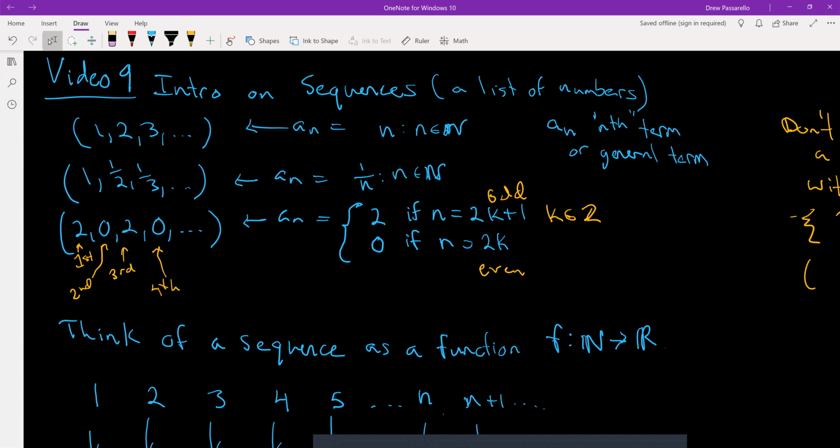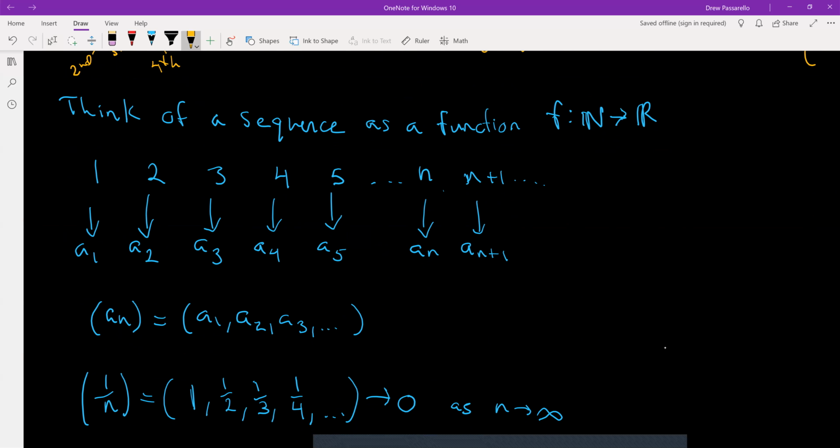Now, you can think of a sequence as a function from the natural numbers to the real numbers, where the index for each term is a natural number. So 1 gets mapped to a_1, 2 gets mapped to a_2, and so forth, where n gets mapped to a_n, the nth term. So n plus 1 gets mapped to the n plus 1 term. And in general, you write it as (a_n) for the general format, and that equals a_1, a_2, a_3, ... goes on forever.